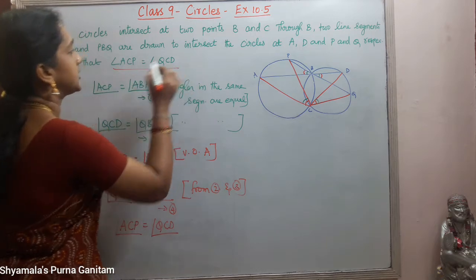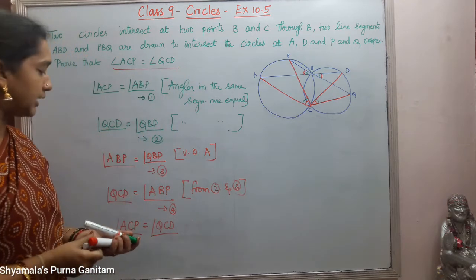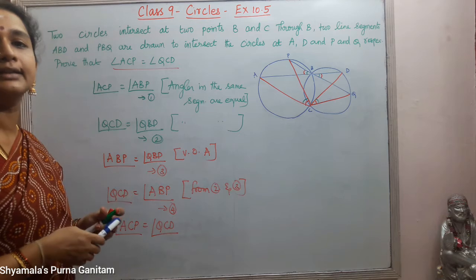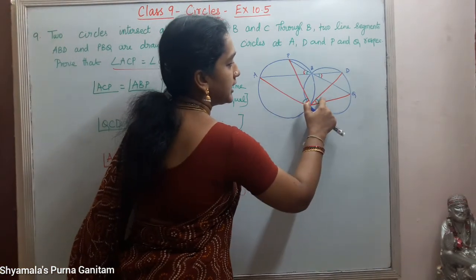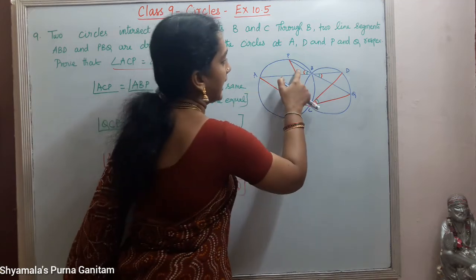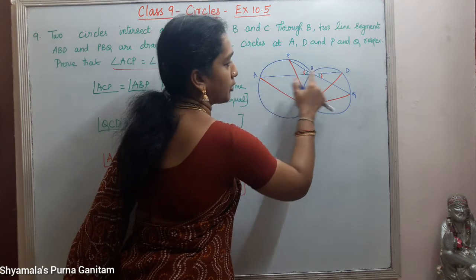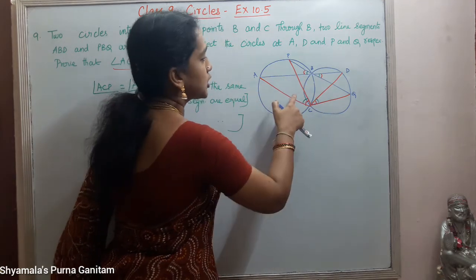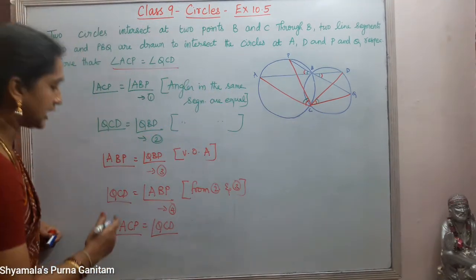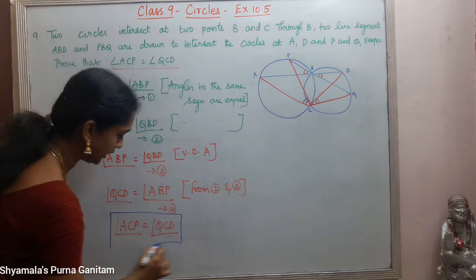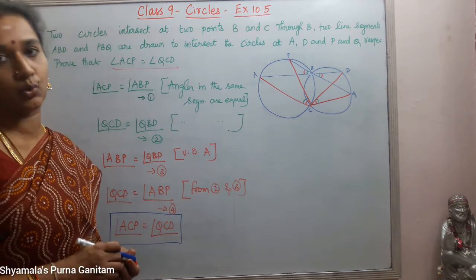What are we asked to prove? Angle ACP is equal to angle QCD. That is, these two angles are equal, these two angles are equal, and these two angles are equal, as vertically opposite angles are equal. So we can say the required angles, ACP and QCD, are equal.